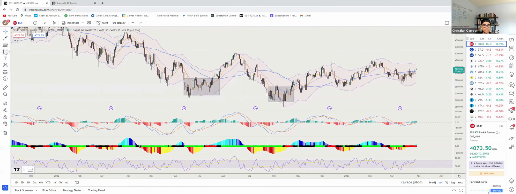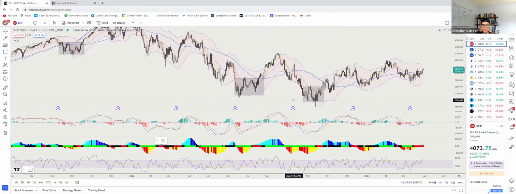The third type of breakout is where you have a break and then a consolidation a little bit higher. Let me see if I can find that somewhere here.